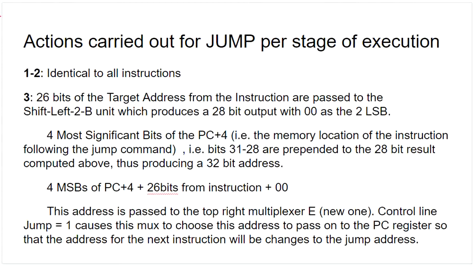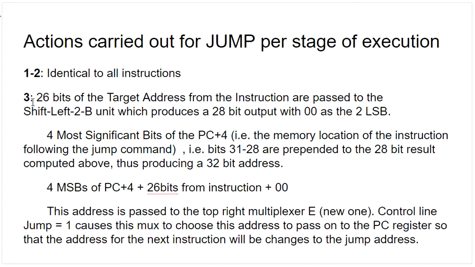And now we are left with the last slide for this lecture, and that is the actions carried out for the jump per stage of execution. In other words, even though it's single cycle, we can talk about what happens first, second, third, because the electricity takes some time to travel. Now, notice that stages 1 and 2 are identical for all instructions. If you remember what 1 and 2 do, it calculates a branch address, and it also increments the PC by 4. All that stuff is going to happen anyway.